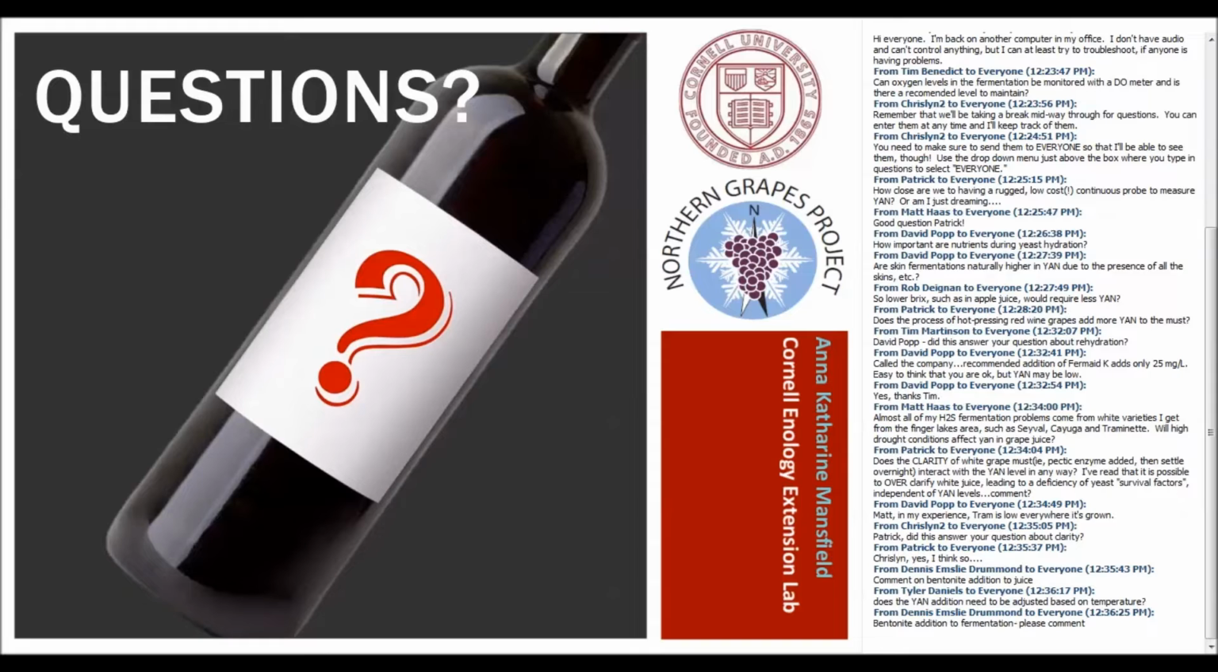David Pop asked, are skin fermentations naturally higher in YAN due to the presence of all skins, etc.? That's a good question, David. Nitrogen compounds are concentrated in the skins, and so in a red wine fermentation, you're going to get some extraction of YAN, but a couple of studies have been done on this. The one that seemed to be the most robust was on Pinot Noir, and they actually found that even though there was a small increase in YAN in the skin fermented Pinot Noir, measuring it just after crushing was okay.